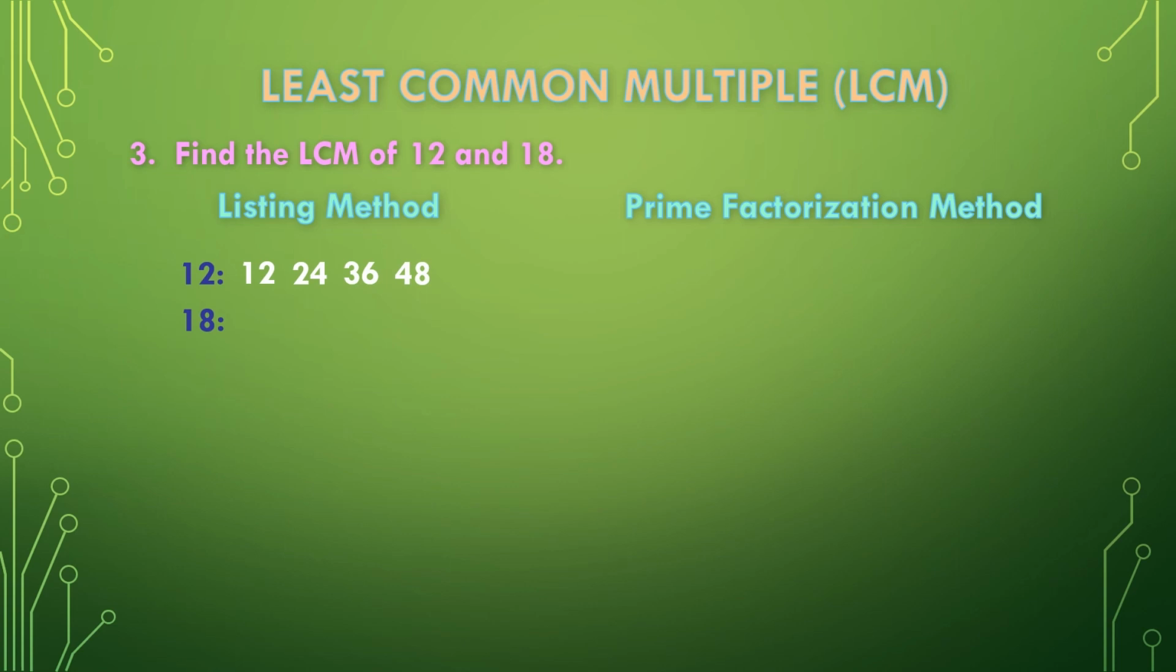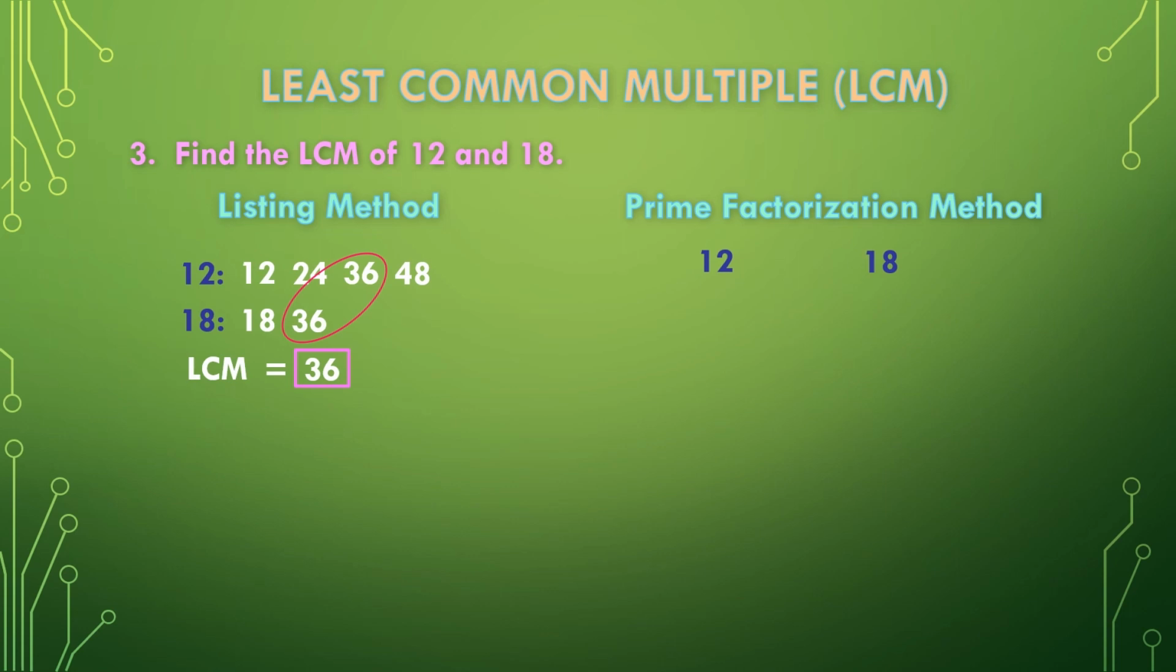Now, let's list a few multiples of 18. So we have 18, 36. Let's stop at 36, because we already have a multiple common to both 12 and 18, and that is 36. So the LCM of 12 and 18 is 36. Let's now find the LCM of 12 and 18 using the prime factorization method. Let's write down 12 and 18.